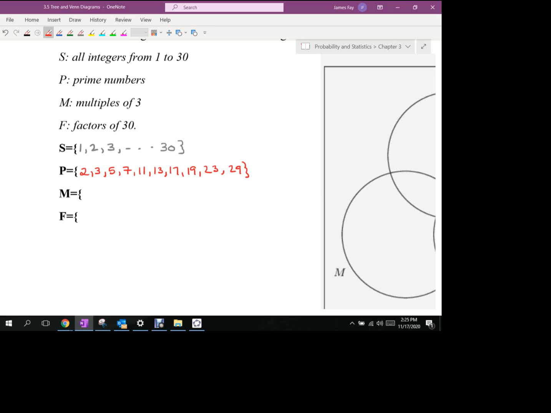Now, multiples of 3 would essentially be counting by 3, right? So 3, 6, 9, 12, 15, 18, 21, 24, 27, and 30.